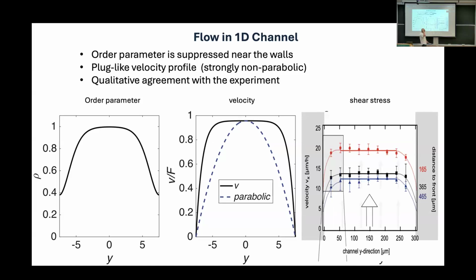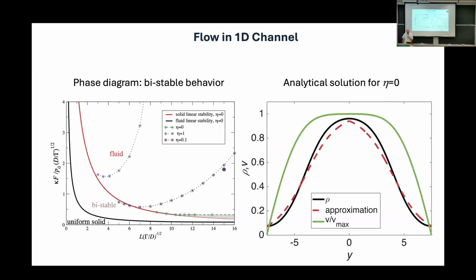And this is consistent with what was measured in experiments. Experiments also demonstrated that there is this plug flow, very different from the Poiseuille flow. So you can interpret this flow of cells like a molten solid. It's solid in the center and molten fluid near the edges due to shear. You can do quite a lot of analytical stuff. I won't go into detail.